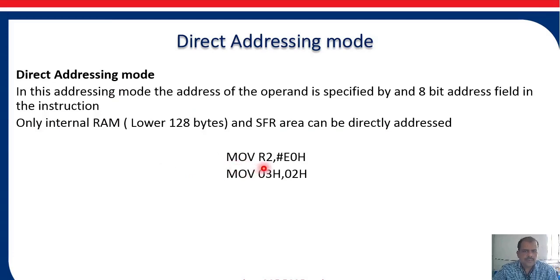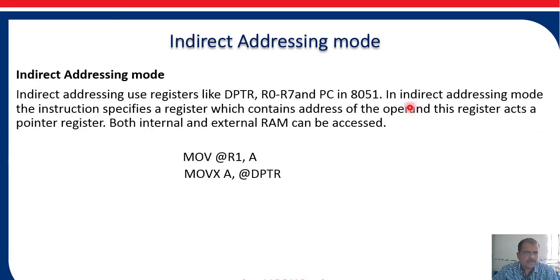The examples are MOV R2, E0H, it should have been E0H. So what this instruction will do is the contents of E0H will be copied to R2. Hash should not have been over here. Hash will indicate it's an immediate addressing mode. Similarly, MOV 03H, 02H, contents of a memory location 02H will be copied to 03H. So this is as far as the direct addressing mode is concerned.